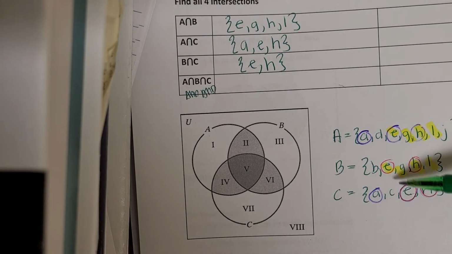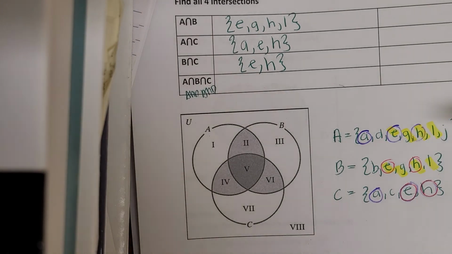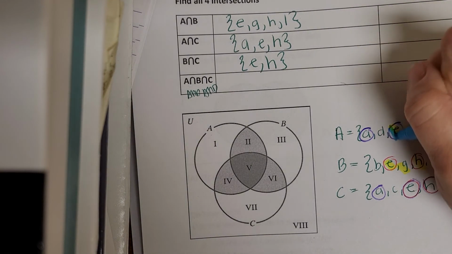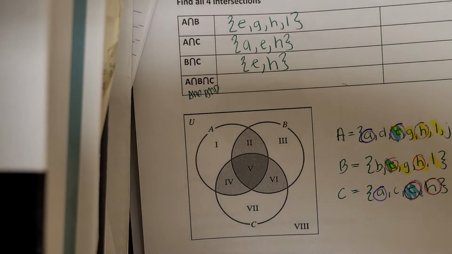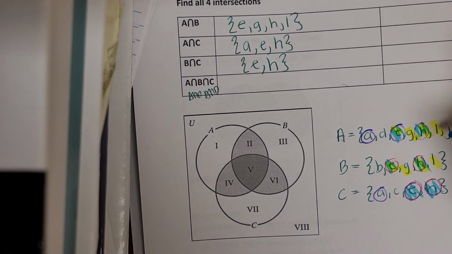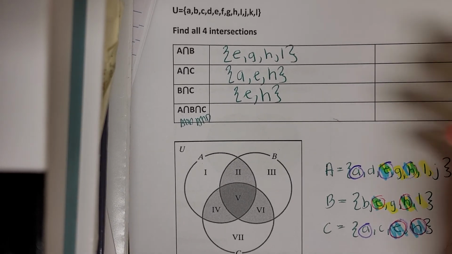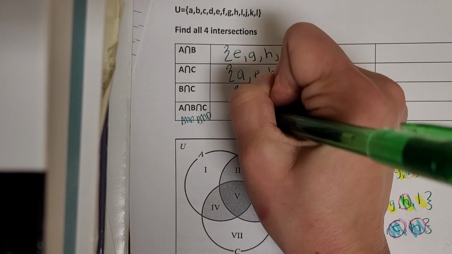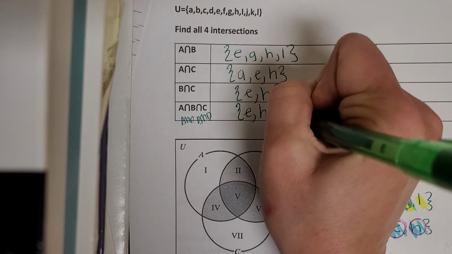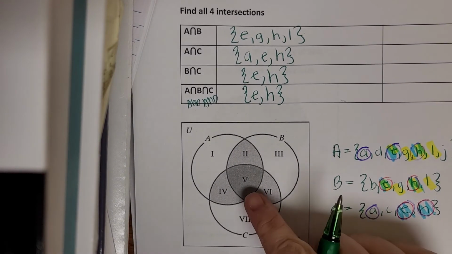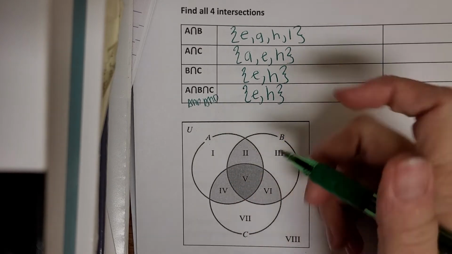Not A. Not D. E, so that would be one that's in all three. Let's use another color. Found that E was in all three. Is G in all three? No. H is in all three. L and J, nope, so just E and H in all three. So who's part of A and B and C, in the very middle? E and H.